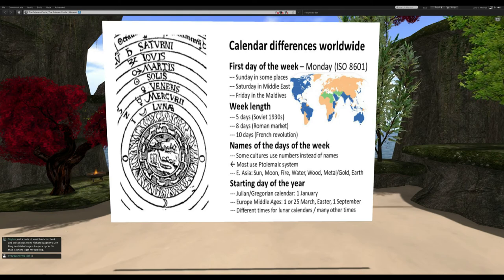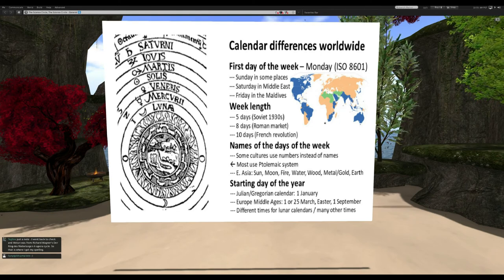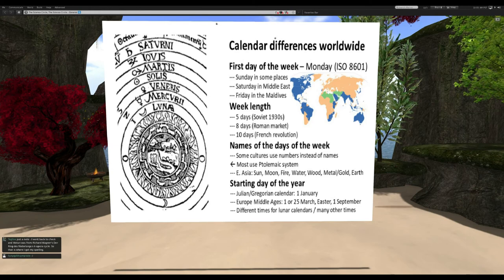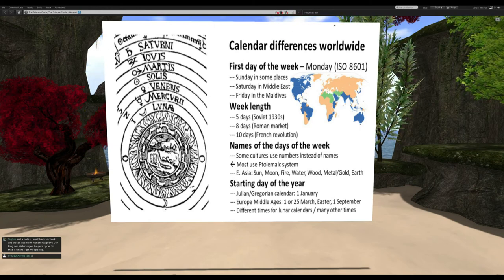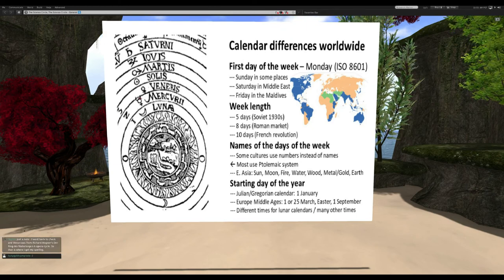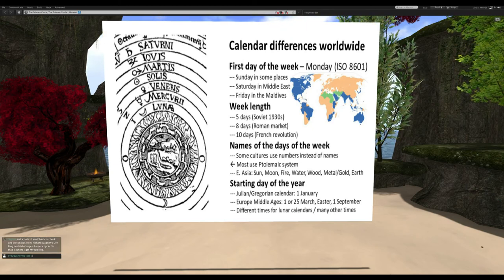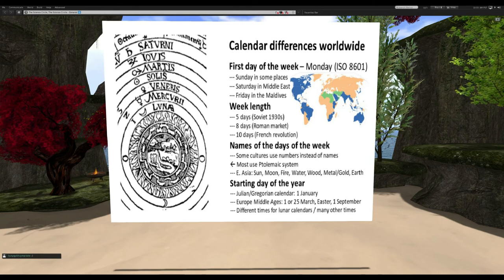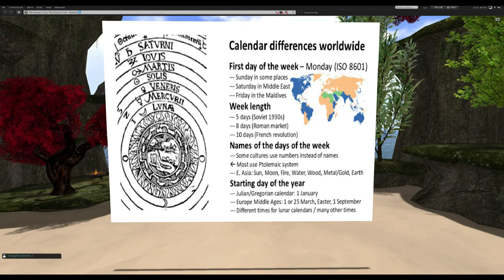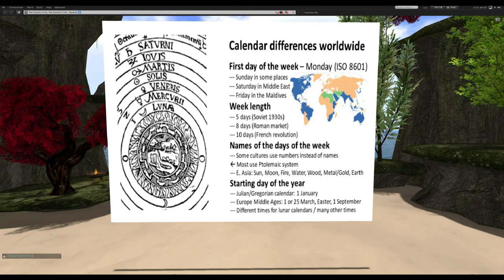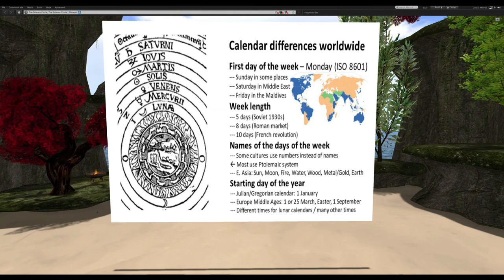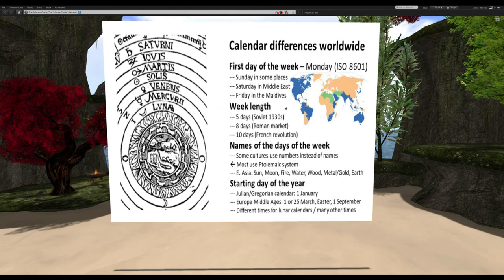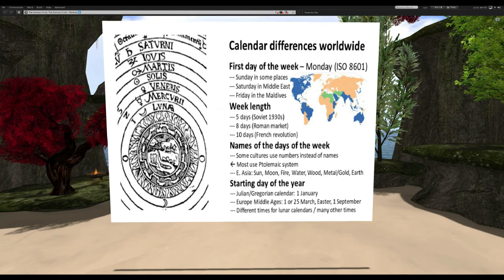And then you've got some cultures that, instead of using mythological names or gods and goddesses, mark the days of the week with numbers. And then in East Asia, you have some of the elements. In other words, sun, moon, fire, water, wood, metal, gold, earth. Those are the actual names of the days of the week. So it's very fascinating when you look at that. And then when does the day of the week, or when does the day of the year start?